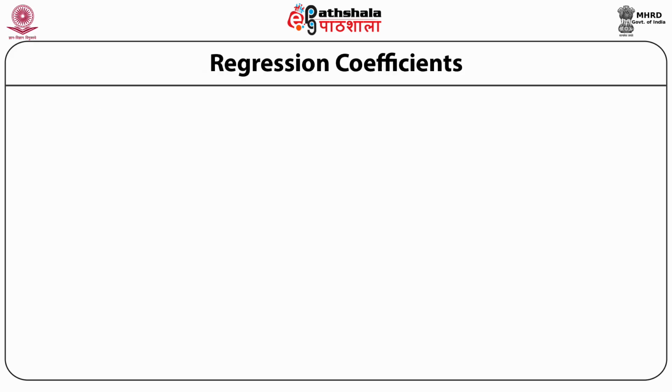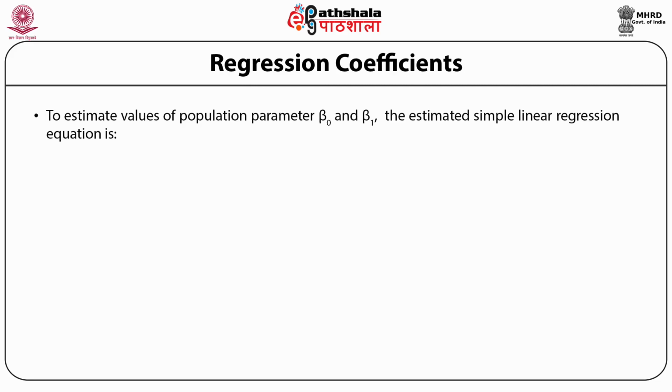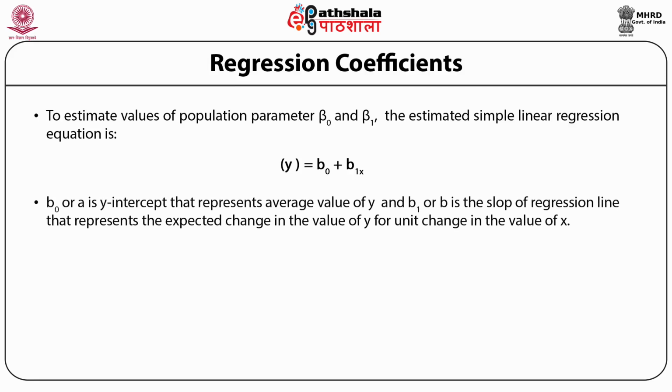Here we are going to talk about the regression coefficients. To estimate the value of the population parameters beta naught and beta 1, the estimated simple line equation is y cap is equal to b0 plus b1x, where y cap is the estimated average value of the response variable y for a given value of explanatory variable x. B naught is the y-intercept, that represents the average value of y, and b1 is the slope of the regression line that represents the expected change in the value of y for a unit change in the value of x.